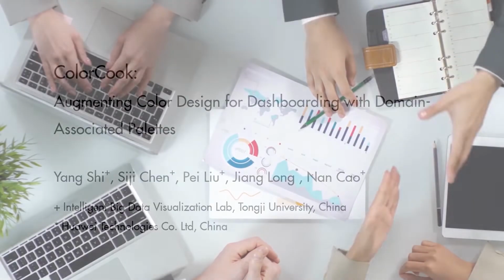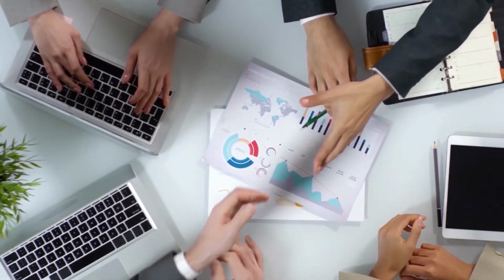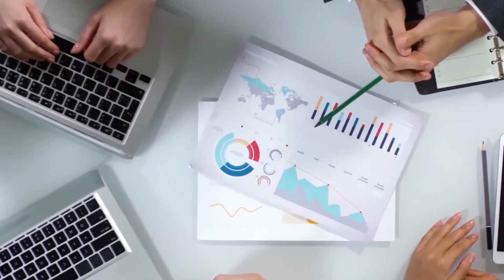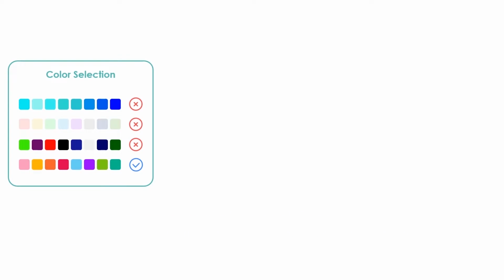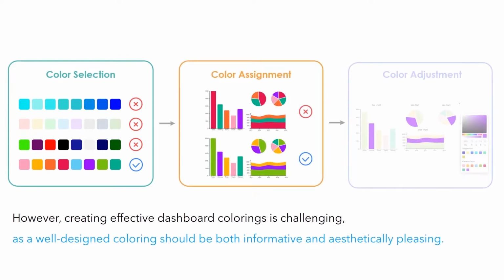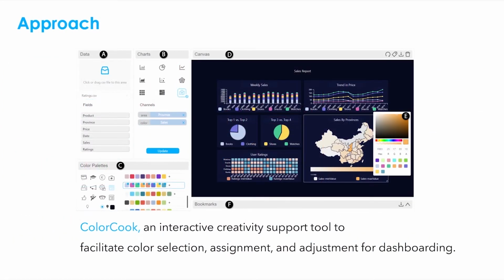Visualization dashboards as an information presentation use a tiled layout of charts to support condition monitoring and data-driven decision-making. However, creating effective dashboard colorings is challenging, as a well-designed coloring should be both informative and aesthetically pleasing. We present ColorCook, an interactive creativity support tool to facilitate color selection, assignment, and adjustment for dashboarding.